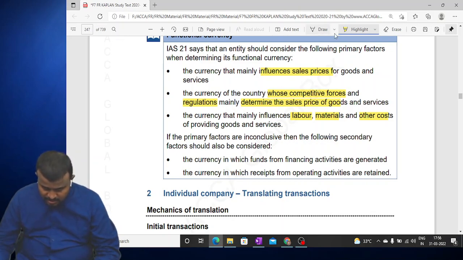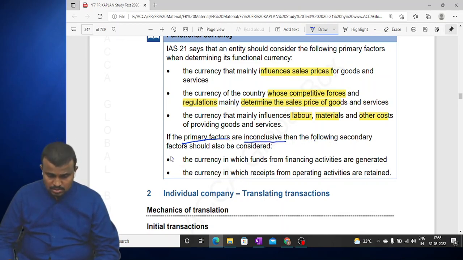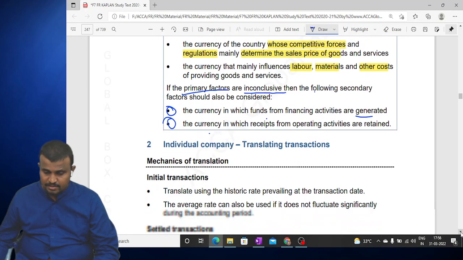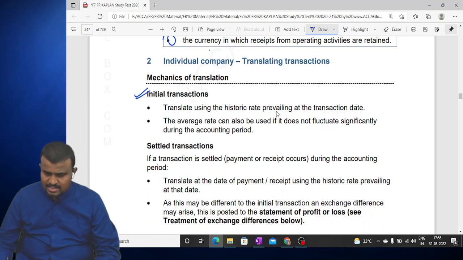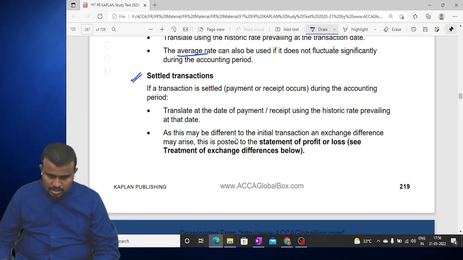And where the primary factors are inconclusive, then follow the secondary factors. The secondary factors are the currency in which funds from financing activity are generated, and the currency in which receipts from operating activity are retained. Initial transactions are always recorded at the prevailing rate on the date of transaction. If it is not available, the average rate is considered.